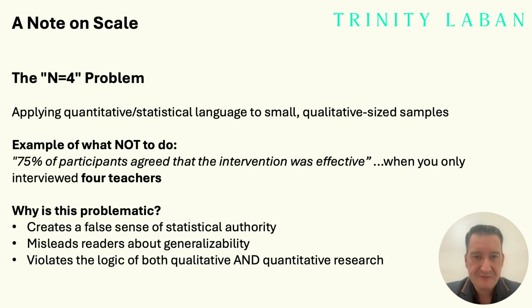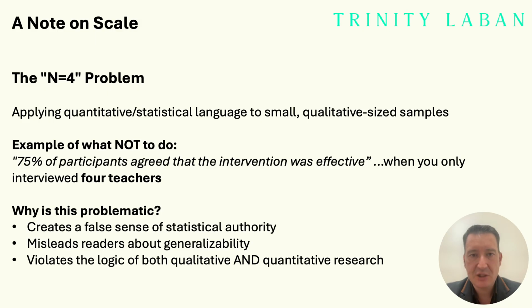Well, first it misleads the reader about generalizability. When someone sees something like 75%, they unconsciously associate that with a large-scale survey, and they start to think about it being statistically significant. However, as we know, these findings probably don't apply broadly. This was only 4 teachers. Possibly they're all from the same school. Maybe they all volunteered, so they're all enthusiastic about the intervention.